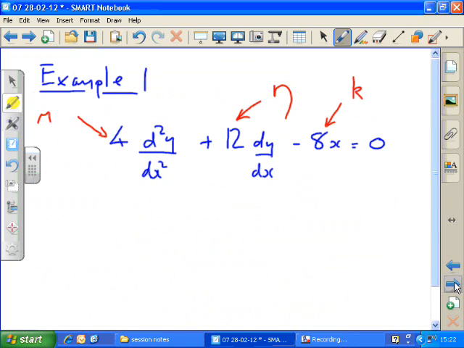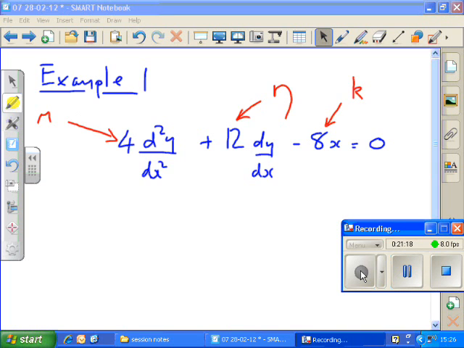So example 1. Okay, let's have a look at an example then. The first example that we're going to have a look at is here. 4d2y by dx squared plus 12dy by dx minus 8x equals 0. If you look at the original example we looked at with the mass on the spring, then the 4 could represent the mass on the spring, the viscosity of the liquid 12, and the spring constant k will be minus 8.